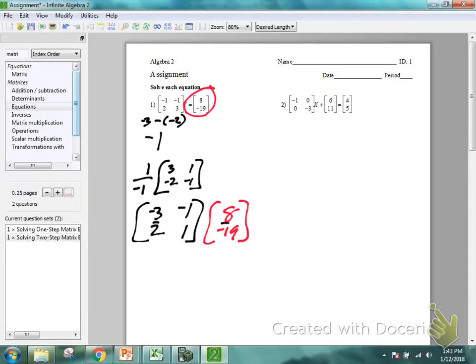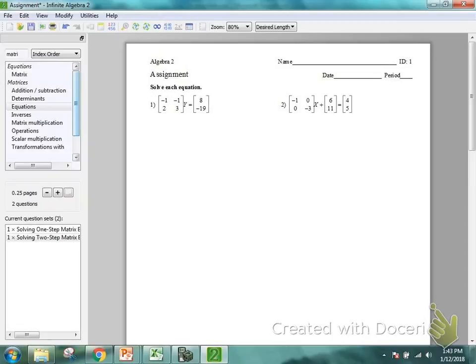So negative 3 times 8 gives you negative 24, plus negative 1 times negative 19, so positive 19. So negative 24 plus 19 gives you negative 5. Multiplying the two matrices together, right? Do your second one. 2 times 8 gives you 16. 1 times negative 19 gives you negative 19. 16 minus 19. There's your answer. That was a lot of work.